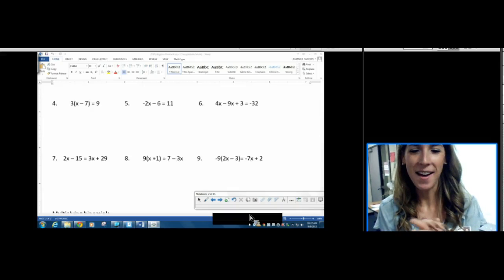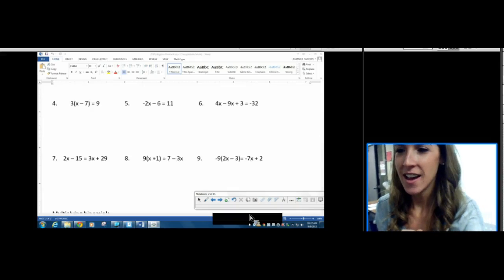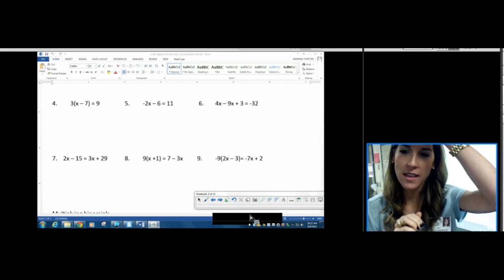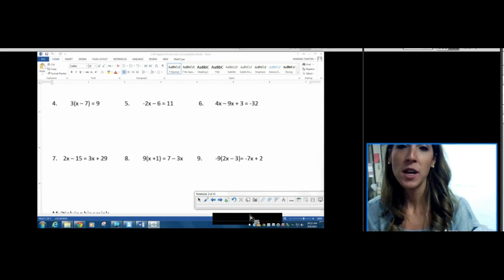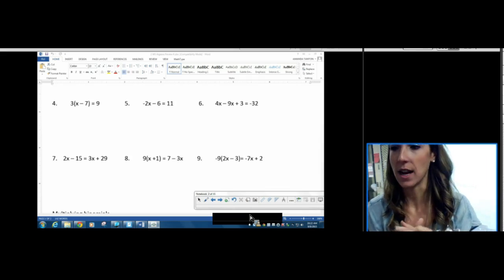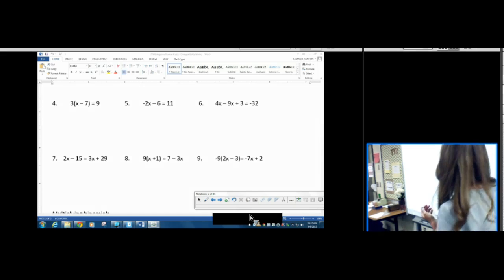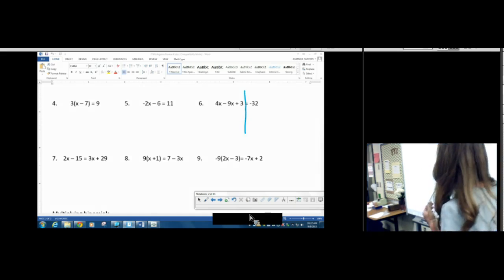Okay guys, let's do some algebra. We're going to start with number 6. On number 6 I noticed something that has not happened on this worksheet yet. I have two x terms, but they're both on the same side of the equal sign. So be careful not to try to move one of those to one side or the other.